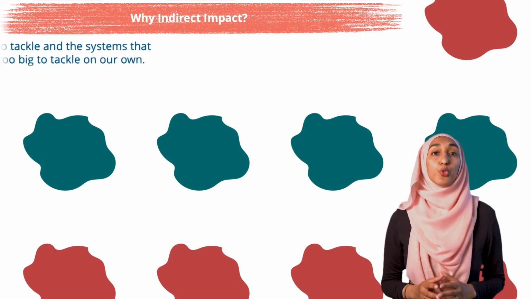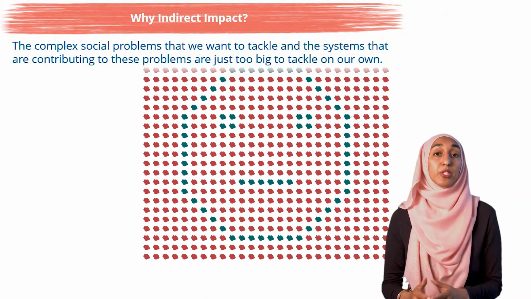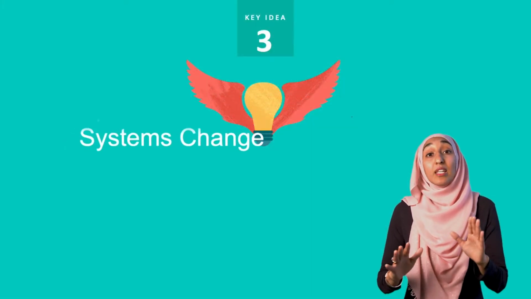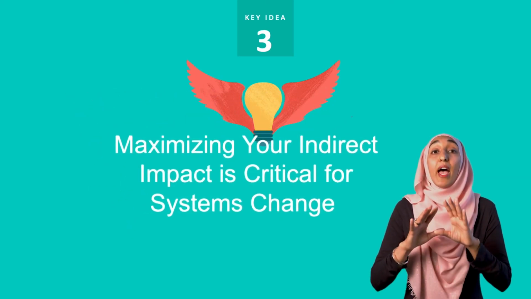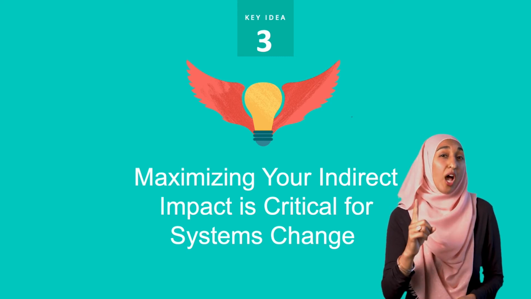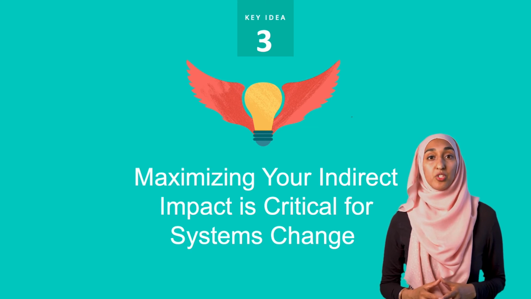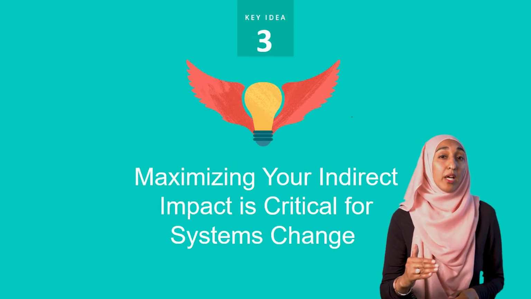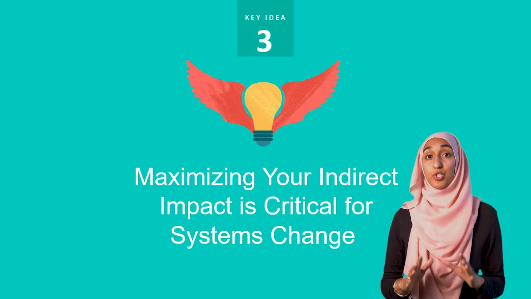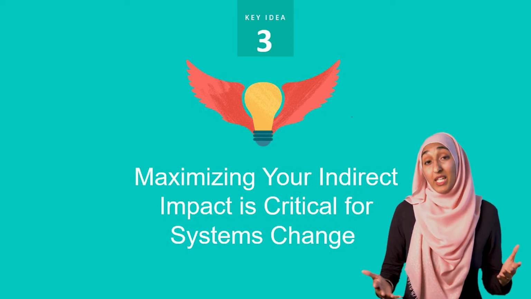So again, why indirect impact? The complex social problems that we want to tackle and the systems that are contributing to these problems are just too big to tackle on our own. We need to influence others, to have everyone as a changemaker, and collaborate to have a shot at achieving our systemic goals. If you want to achieve systems change, it is critical to maximize your indirect impact. This also means that it's possible to achieve systems change even with small teams, and indeed, many have done so.